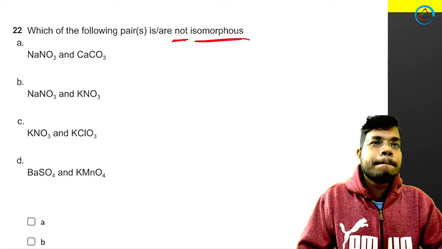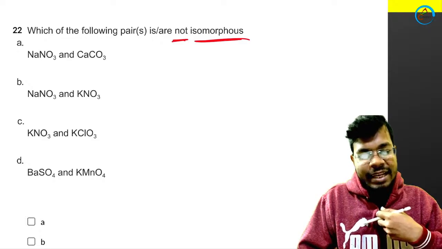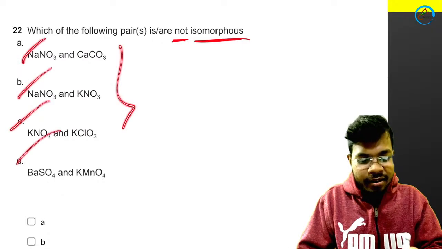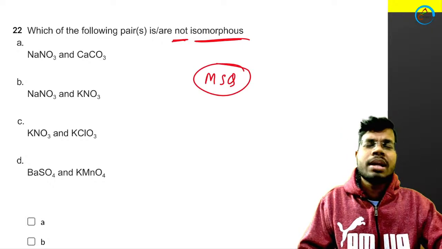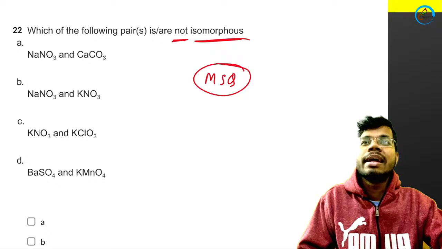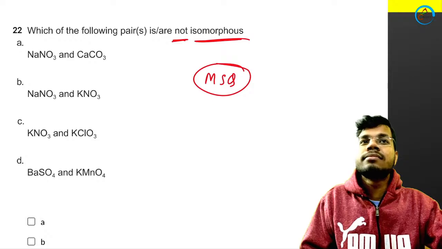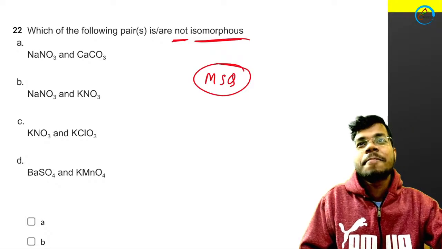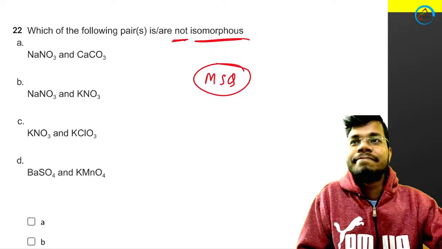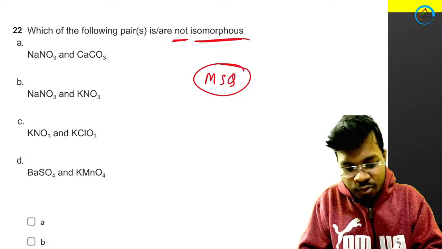Isomorphous. Which of the following? Which pair? I am telling you, it is an MSQ type question. So in most cases you will get more than one answer. So which one? A, C, D? Okay, it's not correct. Not isomorphous. So not isomorphous will be B and C.